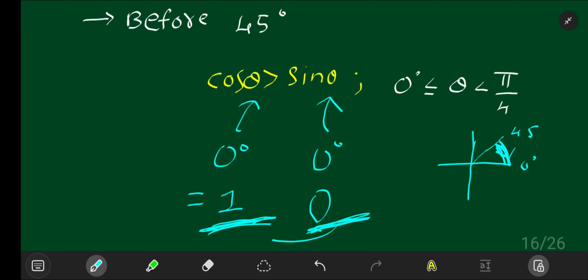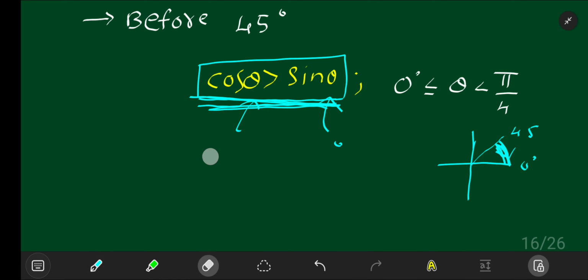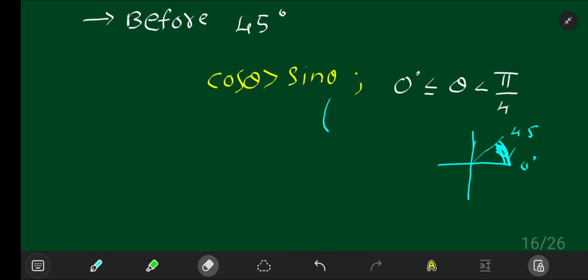Cos theta is a big number. So cos theta is big before 45 degrees. Understood? Before 45 degrees, cos theta has the big value. Sin theta values are small. Okay. Next.